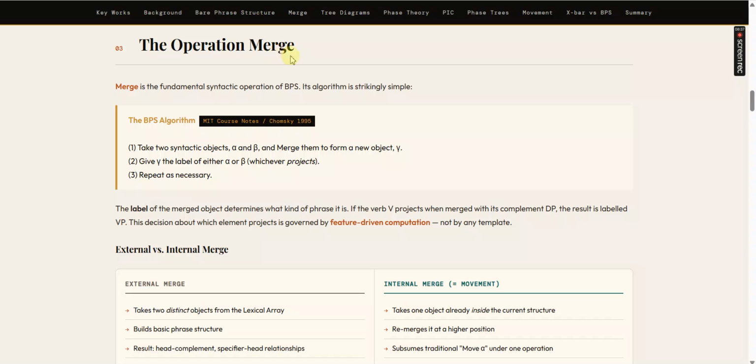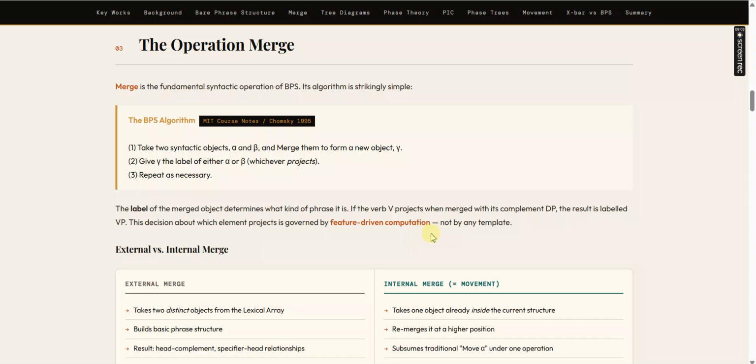Merge is one of the most basic features of BPS. Its algorithm is strictly simple: take two syntactic objects, alpha and beta, and merge them to form a new object, gamma. Give gamma the label of either alpha or beta, whichever projects. The label of the merged object determines what kind of phrase it is.